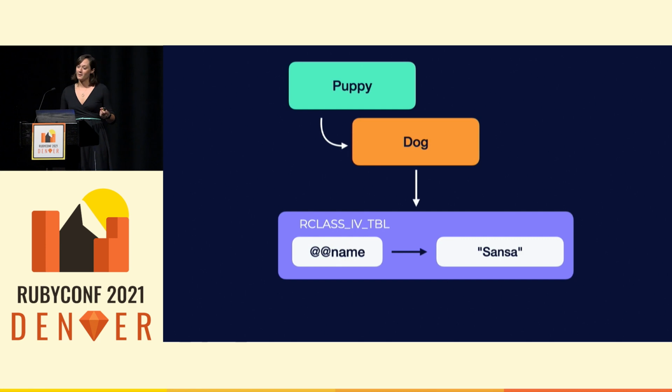Fun fact, class variables and instance variables are stored in the same hash table structure in Ruby. This is possible because the double @ sign is not a valid instance variable name, so IVARs and CVARs will never clash in that table and they can share the same space.